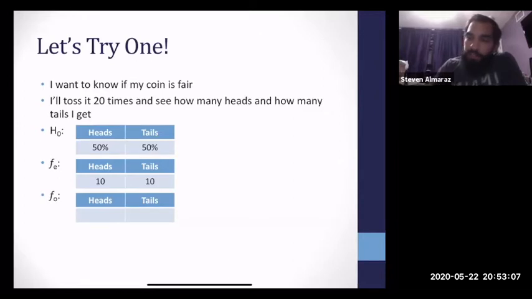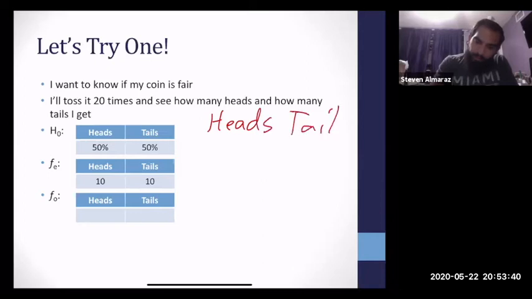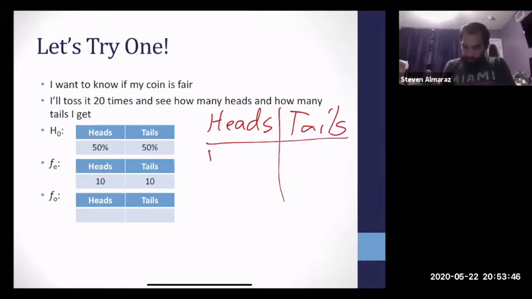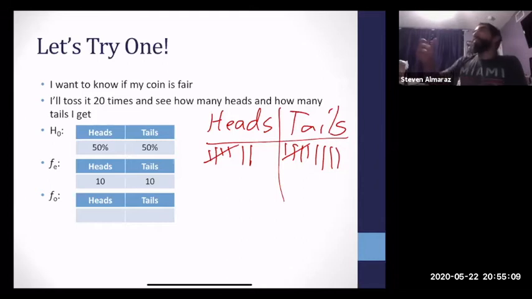Now, what are our observed frequencies? Well, let's try it out. Heads. Tails. Heads. If this comes out even, I'm going to be so angry. Heads. Oh, we're doing good. Maybe we can see if this is an unfair coin. Dang it, it's tails. Come on, let's get a few more tails. Tails, tails.